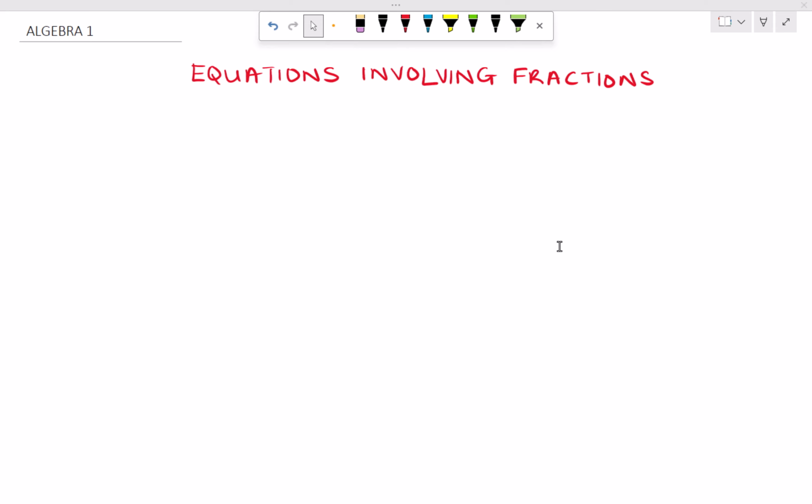Hi guys, so in this video we're going to look at equations involving fractions. When solving equations involving fractions, we multiply both sides of the equation by a suitable number or a letter. So if we have, for example, 5 over x minus 1 plus 2 is equal to 12.